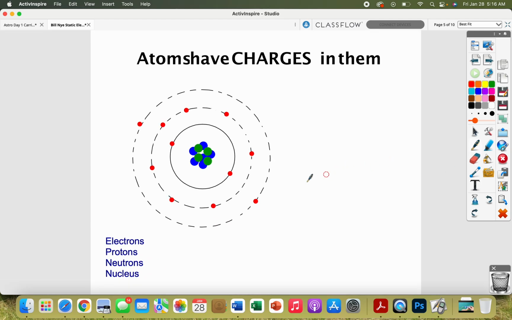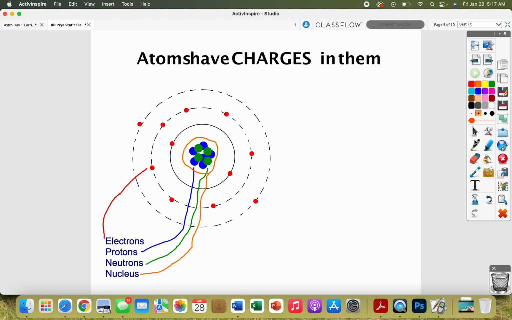When we're doing this, the electrons would be these guys. The protons and neutrons are then in this thing, the nucleus. So the nucleus would be just the center part of the atom. Okay, so you've got this model.